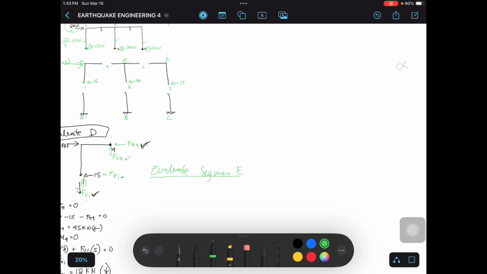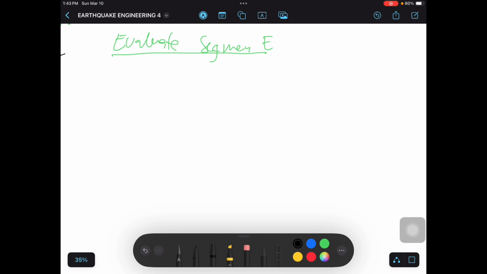Sa segment E, let's draw muna. Let's draw segment E. Tatlo yung branches niya. Ano-ano yung joint na to? Maganda if ilagay natin. This is 2, 4, and 5. So, ang mga hinahanap mong forces: FH2, FV2. Dito, meron ka bang FH4, meron ka bang FV4. Same dito, FV5 and FH5.